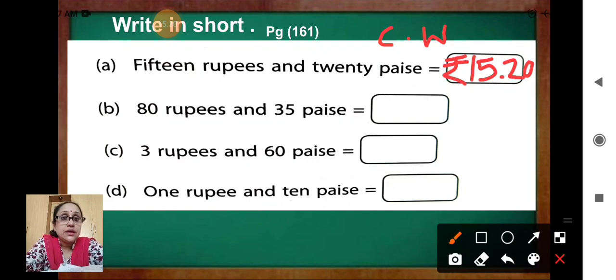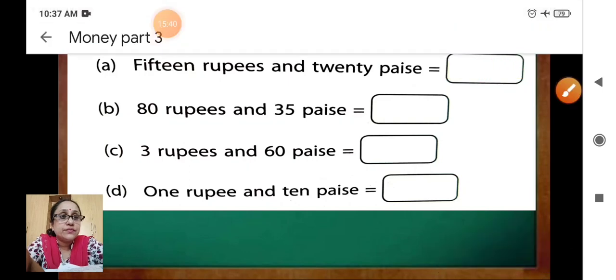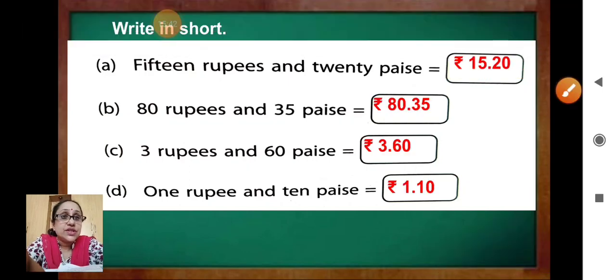Question B, 80 rupees and 35 paise, you will try how to write. Question B, question C, question D. Yes, children? Yes, try yourself. Then check the answer. Is it correct?